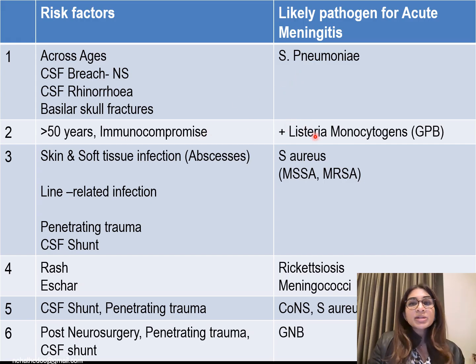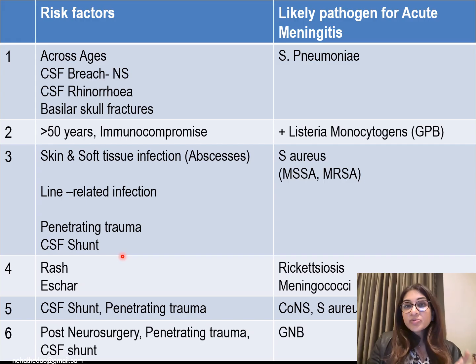In Strep pneumoniae, there is intense inflammation and the CRP will be very high. The other possible pathogen is Listeria monocytogenes, which occurs in elderly patients more than 50 years and immunocompromised patients. Now, this patient is elderly. Besides, this patient is also on steroids. Staph aureus should also be considered. Both MSSA and MRSA are possible, especially if the patient has got some skin abscesses, a line-related infection, sepsis-like syndrome, bacteremia, some penetrating trauma or CSF shunt infection.